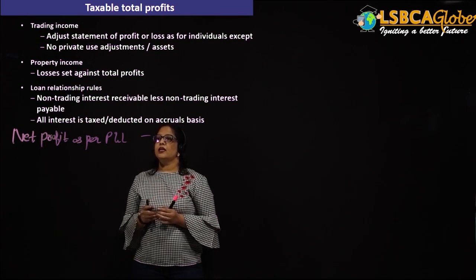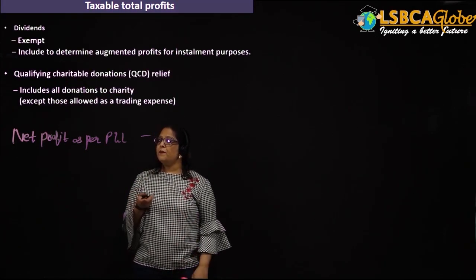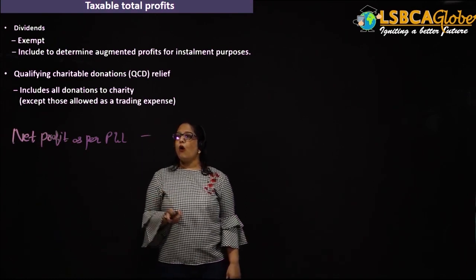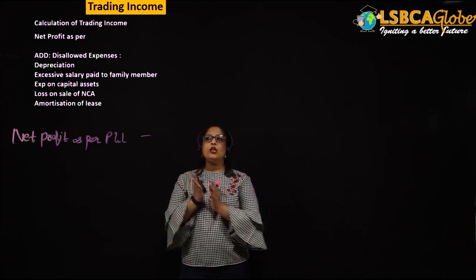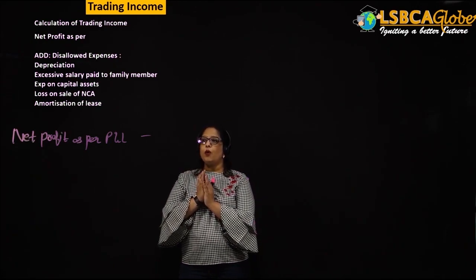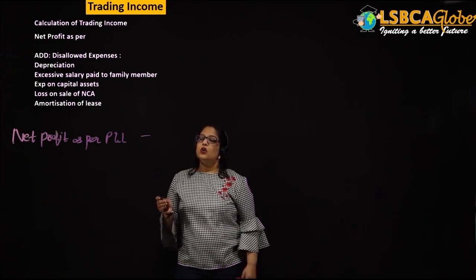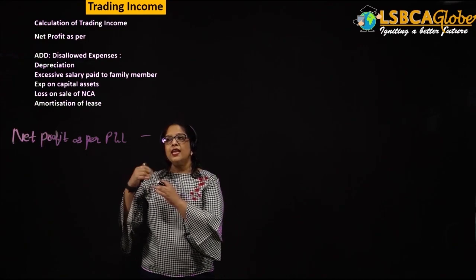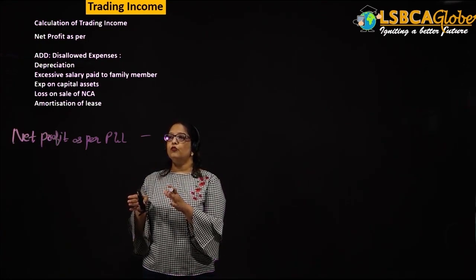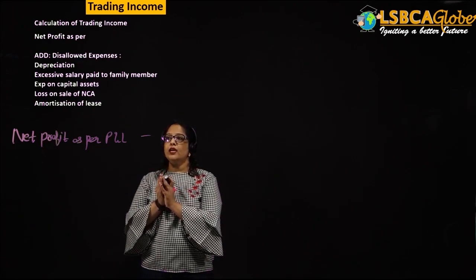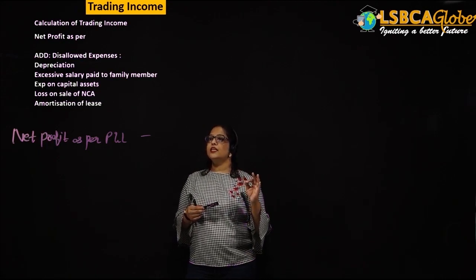Now class, just listen, how we will do it. First of all, I am going to tell you the format of trading income. Now class, just look at the format. You can note it later on. This is a comprehensive format. I have included all the figures here. You are not going to get any amount or figure other than what I have included in the format. Now look at the format: net profit, add disallowed expenses.